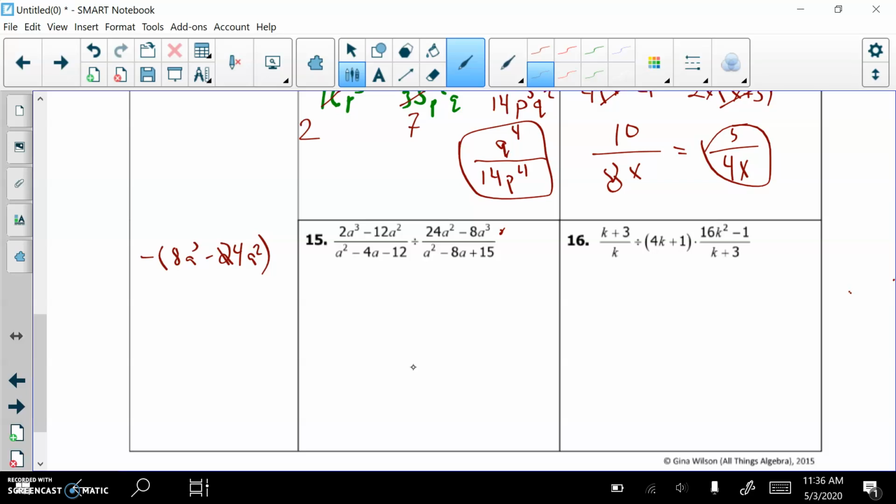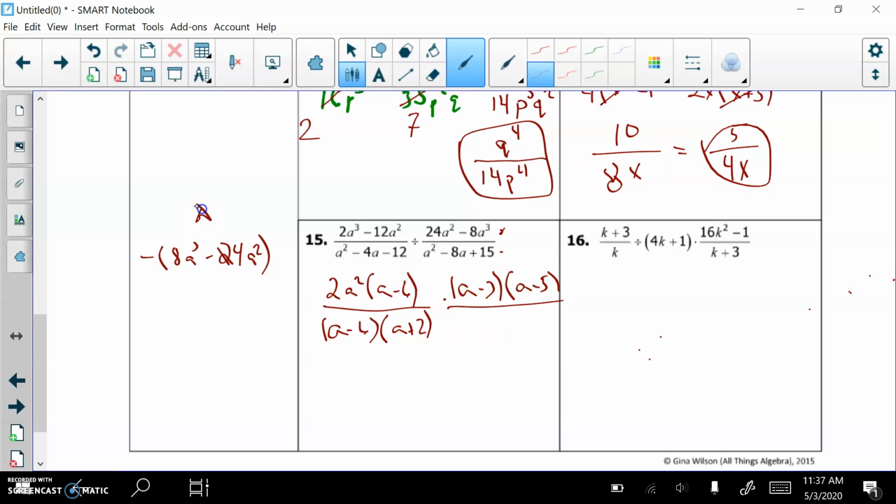All right, 15. First fraction, keep the same. I can take out a 2a squared, leaving me with a minus 6. Denominator, a minus 6, a plus 2. Over here, remember I'm flipping. I can factor that one in my head. A minus 3, a minus 5.